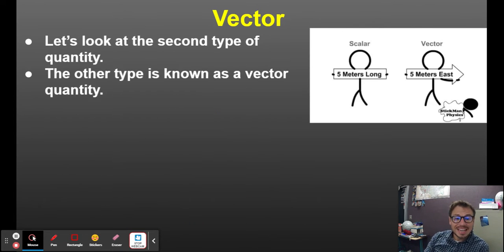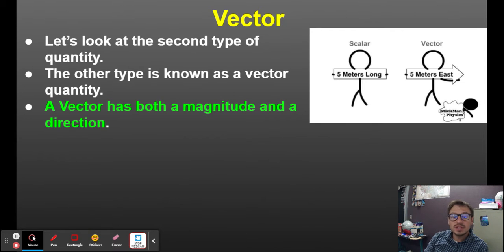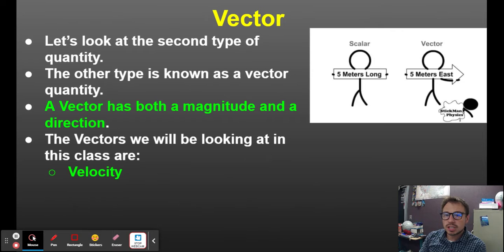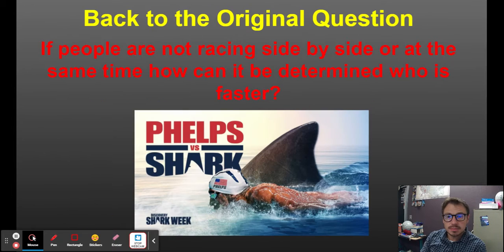Now, the second type of quantity is known as a vector quantity. And a vector has both a magnitude and a direction. Now, different examples of vectors are velocity, acceleration, force, weight, and displacement.